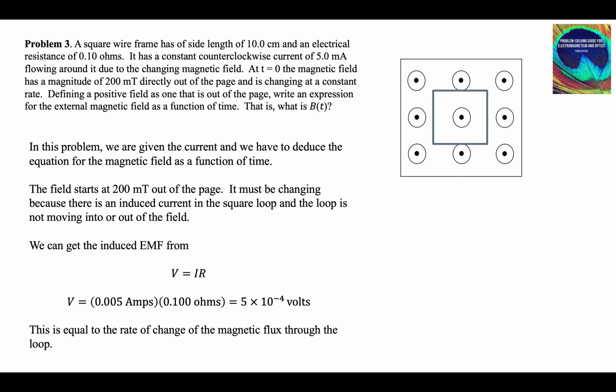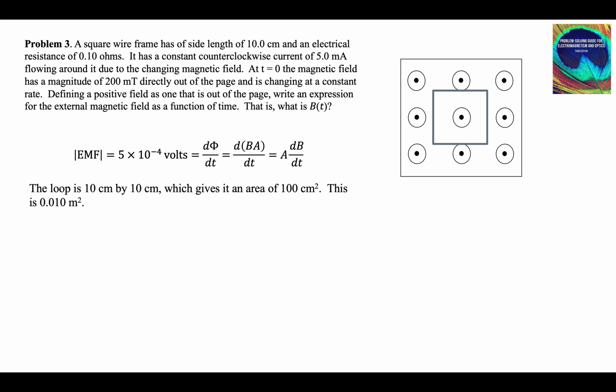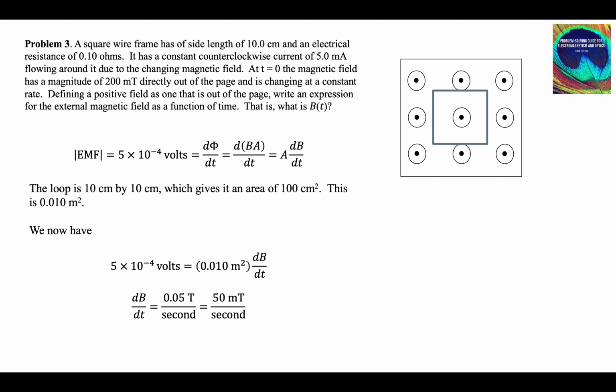This is the rate of change of the magnetic flux. The rate of change of the magnetic flux is d of B times A over dt. The area is constant. We can pull that out of the derivative. dB/dt is the rate of change of the magnetic field. We know what the area is. It's 10 by 10 centimeters, 100 square centimeters, which is 1/100th of a square meter. So now we can calculate dB/dt. We get 50 millitesla per second, but we have to figure out the direction.